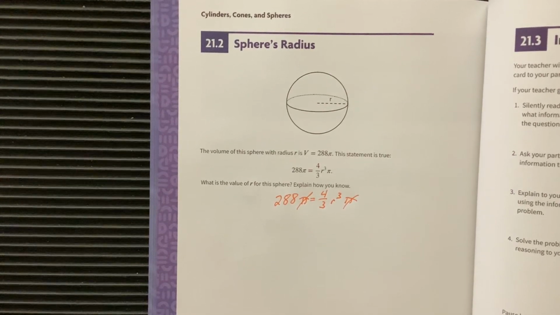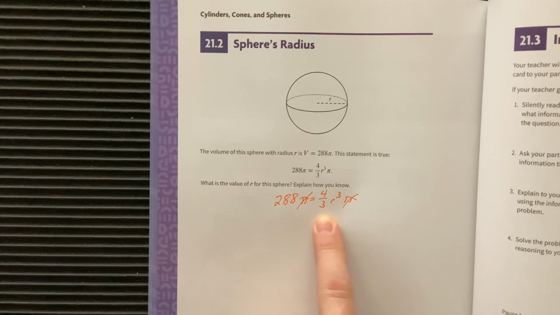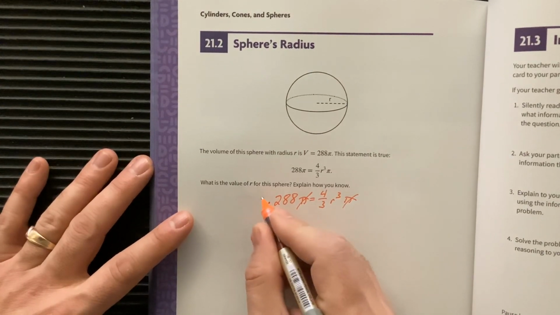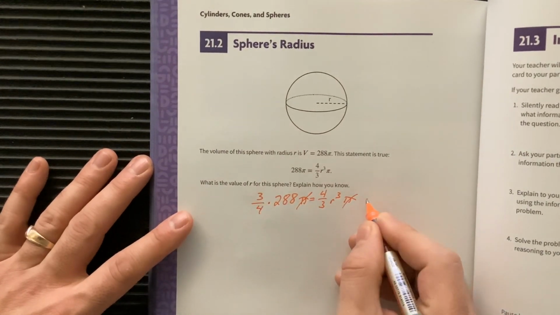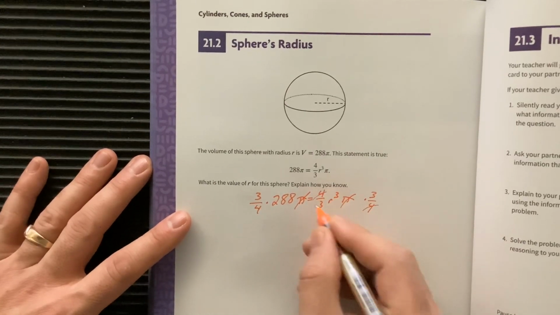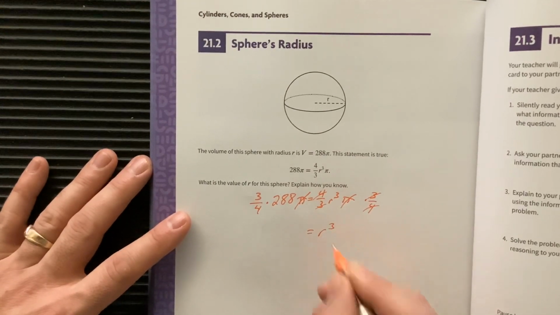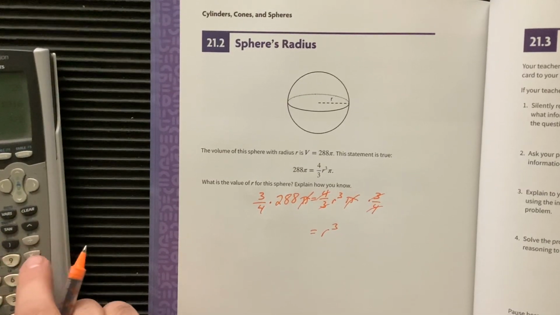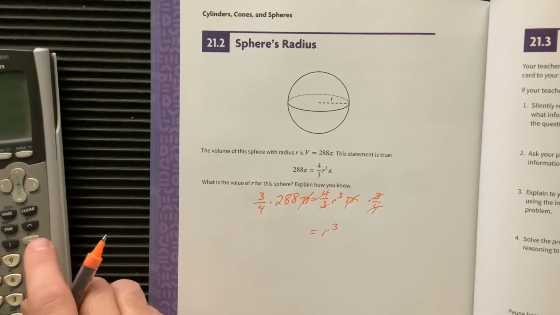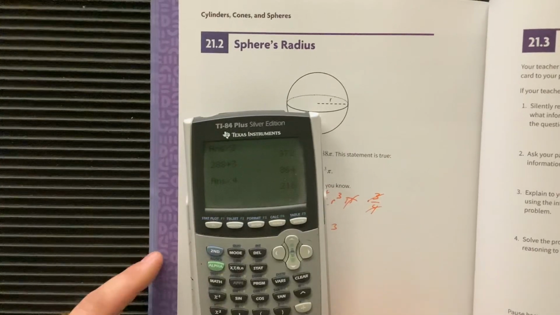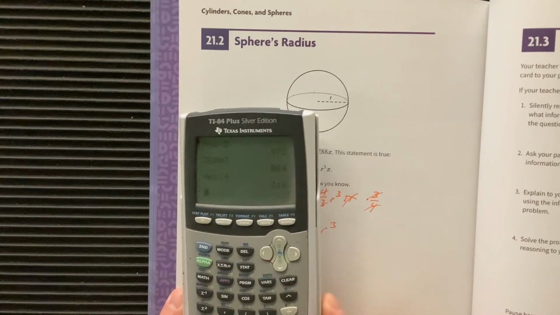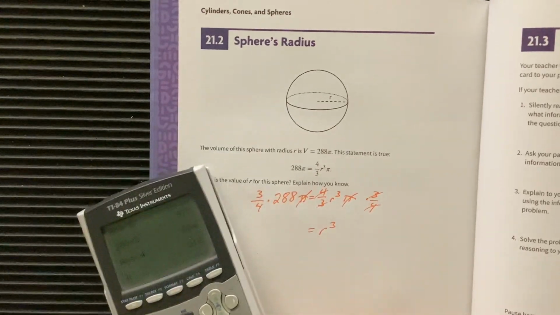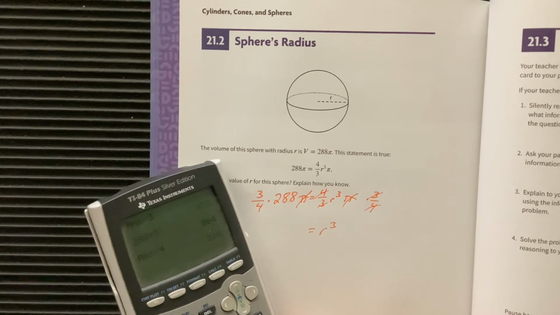Obviously, I want to get the r cubed by itself. So what is the opposite of multiplying by 4/3? Dividing by 4/3, or multiplying by the reciprocal. Either one is fine. And here's why. That cancels out. So 288 times 3 over 4. Again, hopefully it comes out nice. I don't know if it will. Fingers crossed. It's nice when you don't have to deal with a fraction, but it's not always possible. So 288 times 3 divided by 4 is 216.